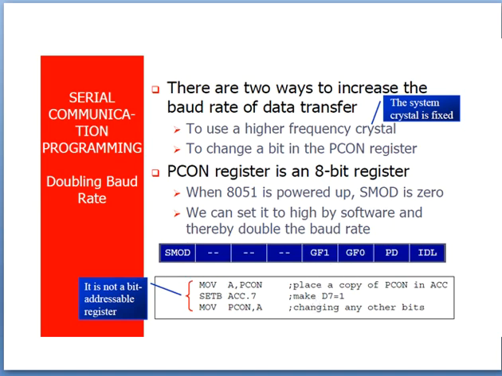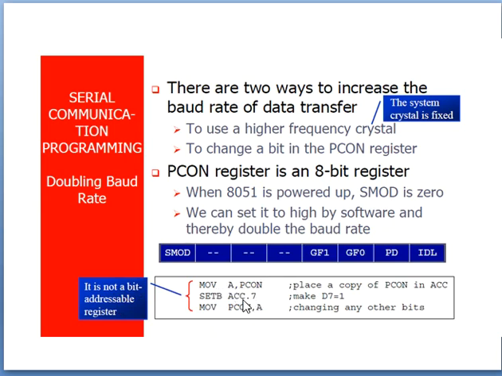So here, whenever you power up, the S mode is by default 0. If you want to increase the baud rate, you need to have this S mode set to 1. So how are we going to do this? Move A comma PCON. All the bits of PCON are taken into the accumulator, since it is not bit accessible.